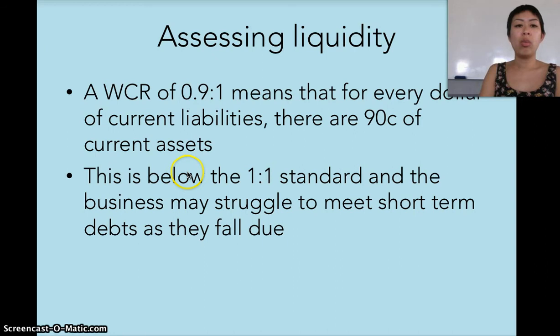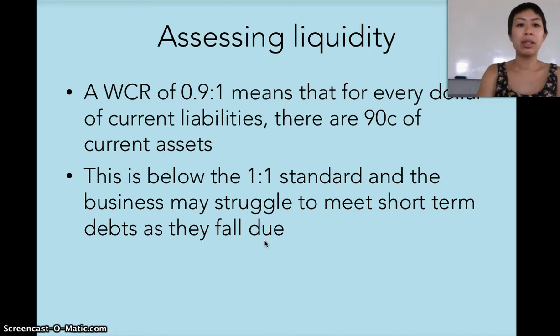So as we said before, we hope there is a 1-to-1 standard. So this is below the 1-to-1 standard, and the business may struggle to meet short-term debts as they fall due. As I said, it's a guide, so they could still meet their debts as they fall due, but they're at a position where it might be more difficult.